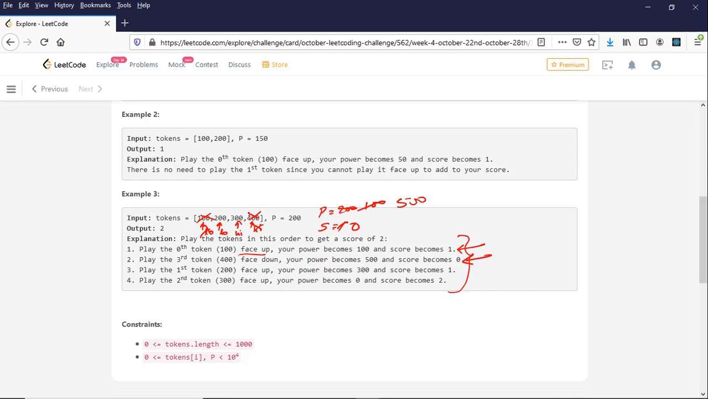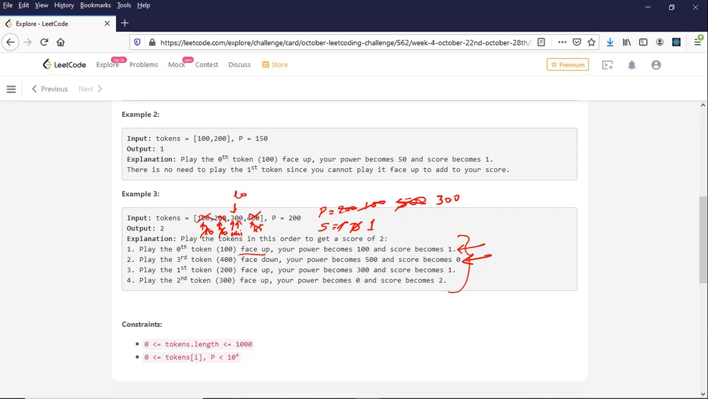Again I can do the same step: check whether the power is greater than the lowest value. If yes, then trade for that, that is do the face up play. So low is 200, I will trade for this, do a face up play. Because of that my score will now increase to 1 and my power will decrease to 500 minus 200, which is 300. My low will now point to this. My low is here, my high is also here, and this is removed. My high and low are both pointing to the same number.